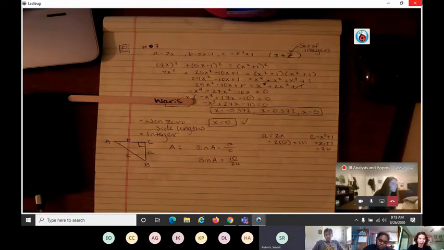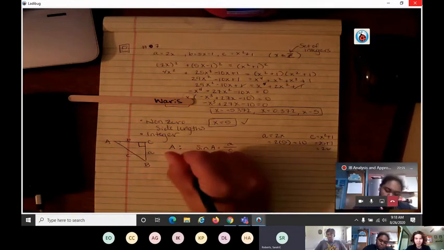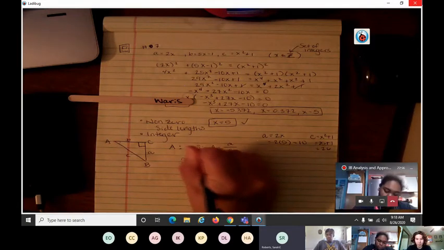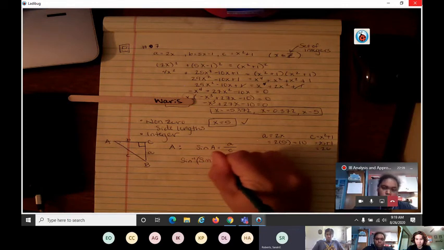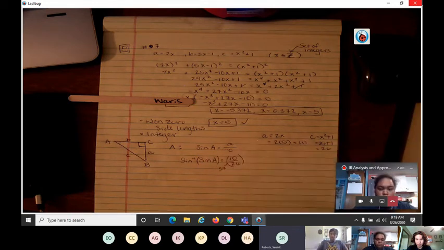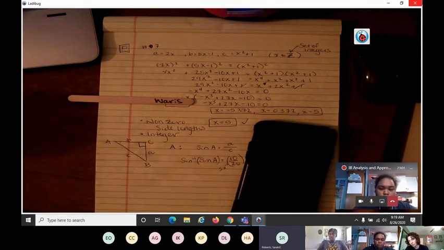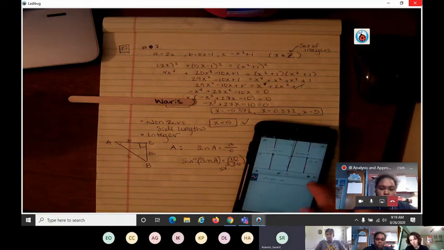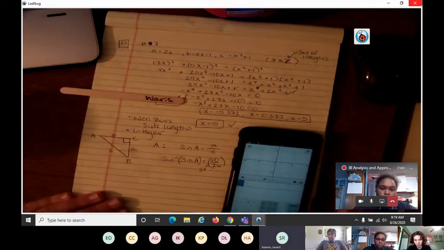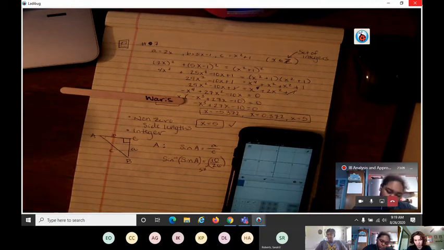To isolate A, we would take the arcsine of each side. You can do this on your calculator or on Desmos. Degrees or radians? We're going to go with degrees since all of the other problems use degrees.